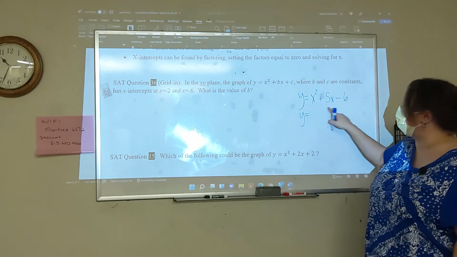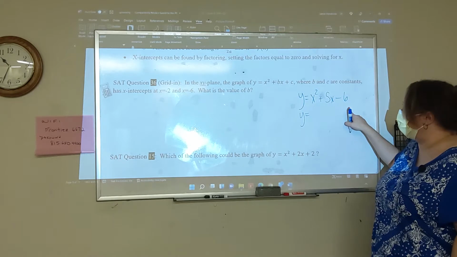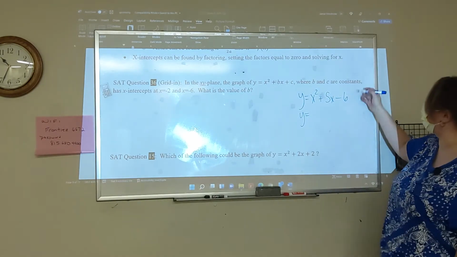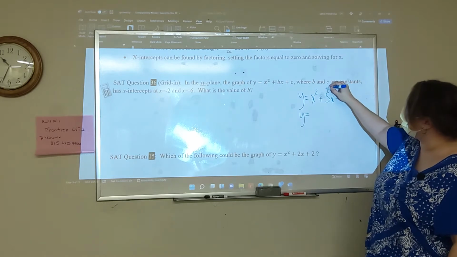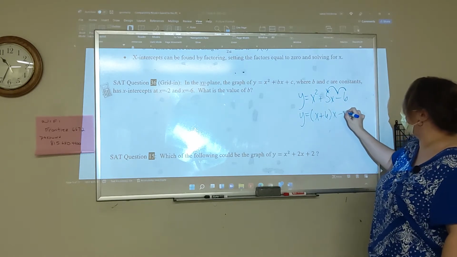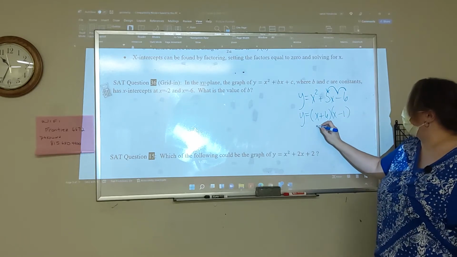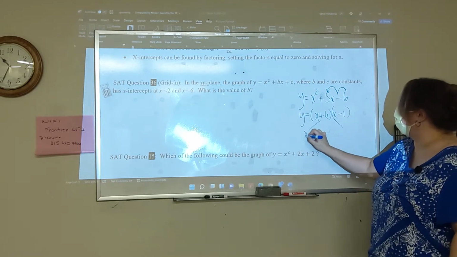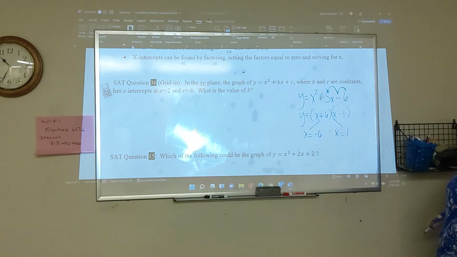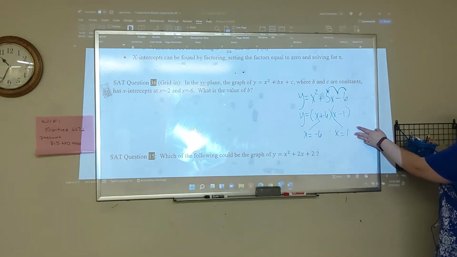So in order to find your intercepts, what I want to do is factor this and set it equal to 0. So to factor this, I'd work right to left, factor 6, that's subtract to give me 5. So that's going to be x plus 6 and x minus 1. And then set each one equal to 0. So I get x equals -6 and x equals 1. So those are my intercepts. Okay.